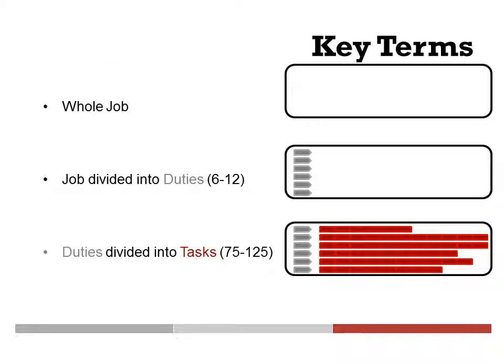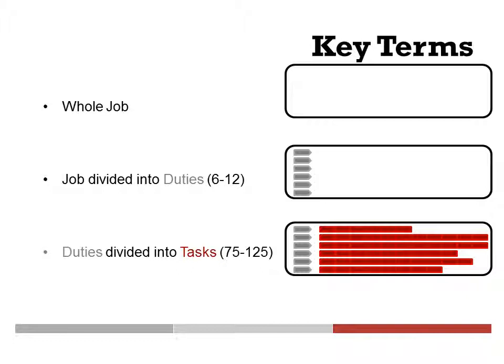There are some terms you're going to see as you approach the task analysis work. In DACOM, we look at the whole job represented by the rectangle on the top right. The whole job can be further divided into duties. A duty is a cluster of related tasks. There are usually 6 to 12 duties per job.